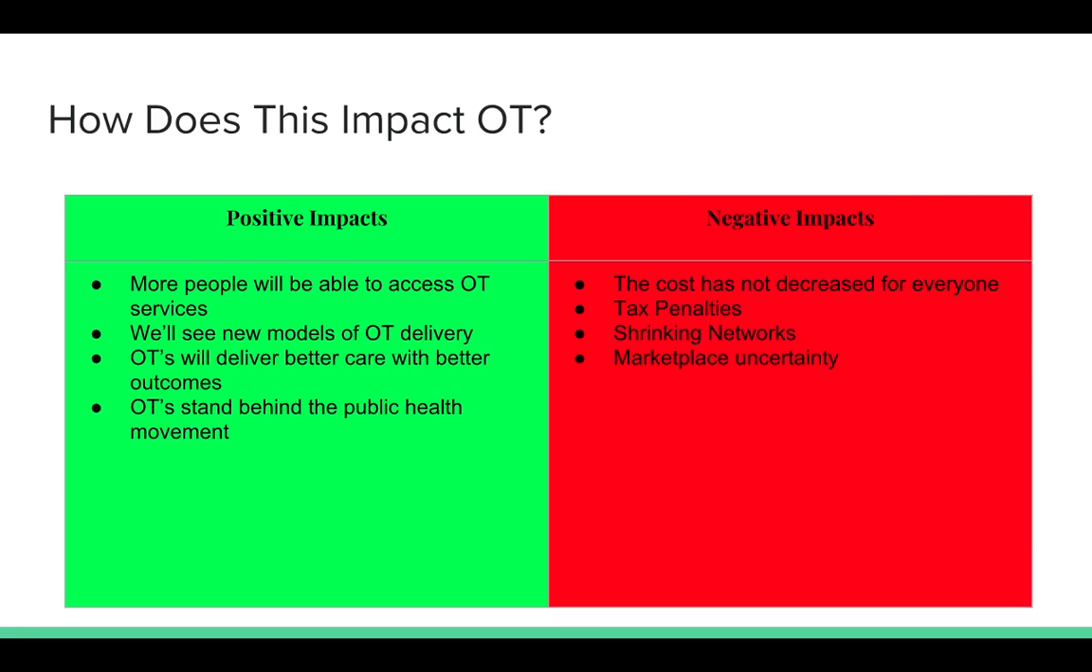The next bullet point, we'll see new models of OT delivery. The ACA promotes more team-based collaborative care, which is designed to reduce costs and improve care coordination. It also encourages OT delivery in the natural environment, such as transitioning individuals from nursing homes and hospitals back to home-based care. OTs will deliver better care with better outcomes.